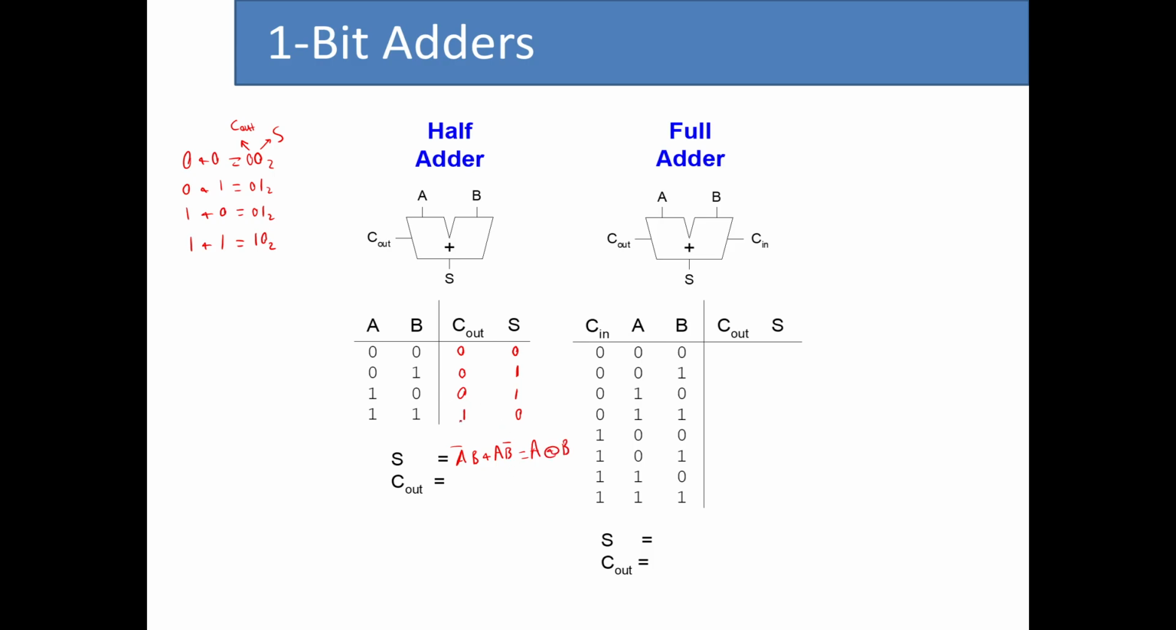As for the cout, there is only one min term, or one row, for which the output is 1. So this is simply A B. So this is what we call the functions for a half adder. So why do I say a half adder? As you can see here, we found the result of adding only 2 bits.